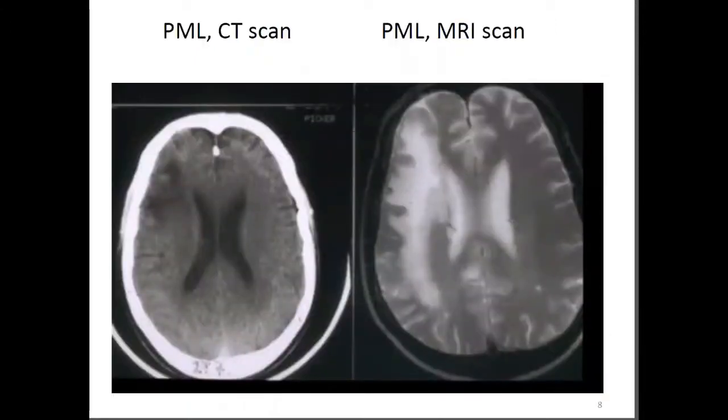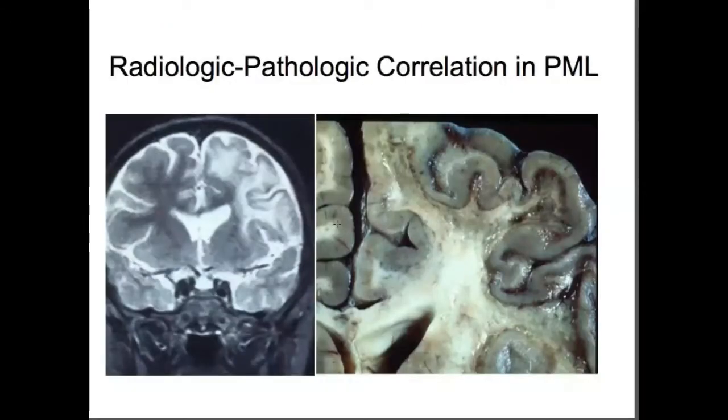Next topic is PML, which is progressive multifocal leukoencephalopathy. On the CAT scan, you can see hypointense lesion on the right frontal area. But on the MRI, you can see a hyperintense area on the white matter. So PML affects white matter only. Gray matter is spared, as you can see in this radiology pathology correlation. As you can see on the autopsy, gray matter was not involved. Only the white matter is involved, which can be seen on the MRI.